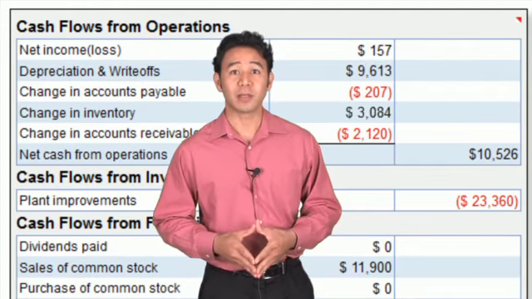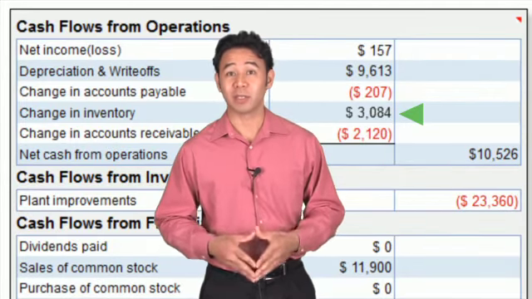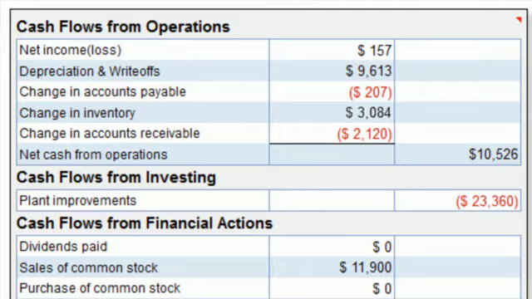At a glance, we can see that inventory shrank by 3 million, and as it shrank, it added 3 million to cash. We are looking at the net change. The net change in accounts payable was negative 200,000. The net change in accounts receivable, negative 2.1 million.